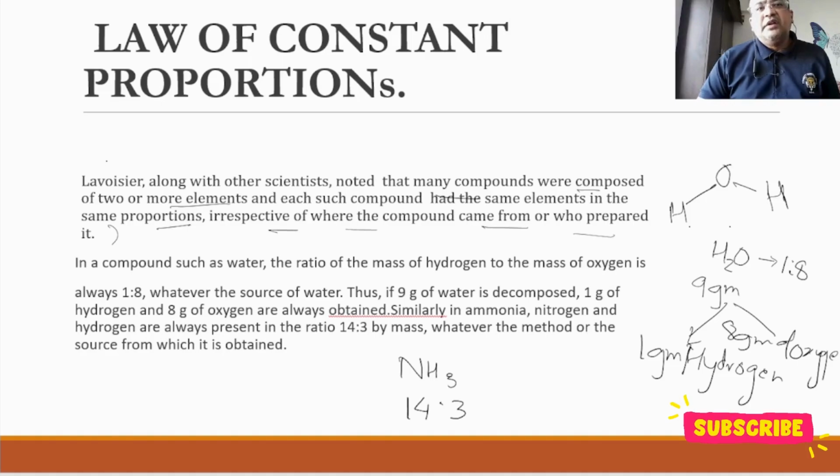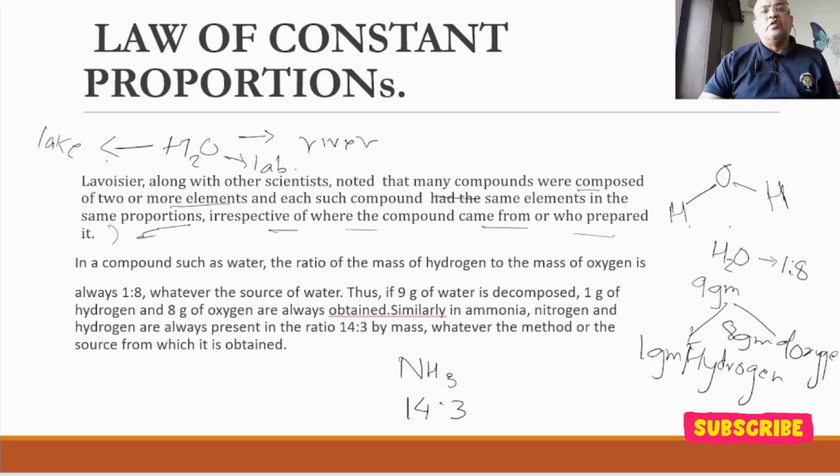Let's take a simple example of water. Suppose the source of water is a lake, or a river, or water is prepared in a laboratory. From whatever source the water is prepared, what will happen? The elements, hydrogen and oxygen, will be in the same proportion. So in a compound such as water, the ratio of the mass of hydrogen to the mass of oxygen is always constant, that is 1 to 8.